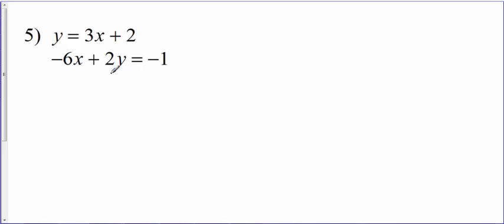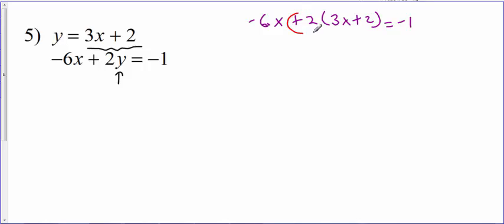And again, based off of the first couple examples that we've watched in another video, we know that we can substitute 3x plus 2 in for y. And in doing so, we get negative 6x plus 2 times 3x plus 2 equals negative 1. Of course, we'll take the 2 here and substitute, but before we do that, we'll bring the negative 6x down. So 2 times 3x is 6x, and 2 times 2 is 4, equal to negative 1.